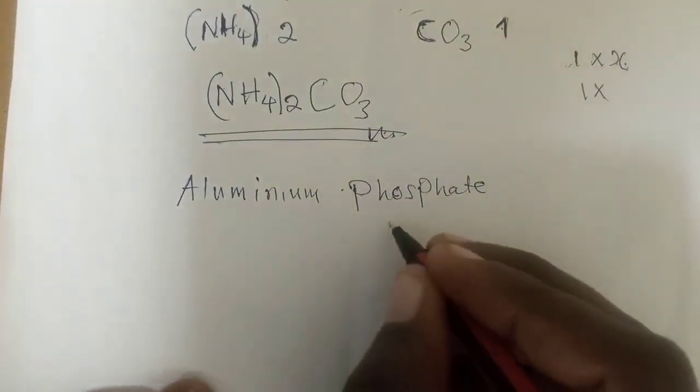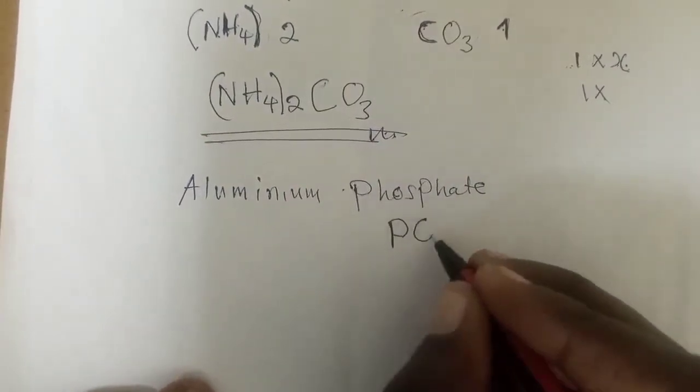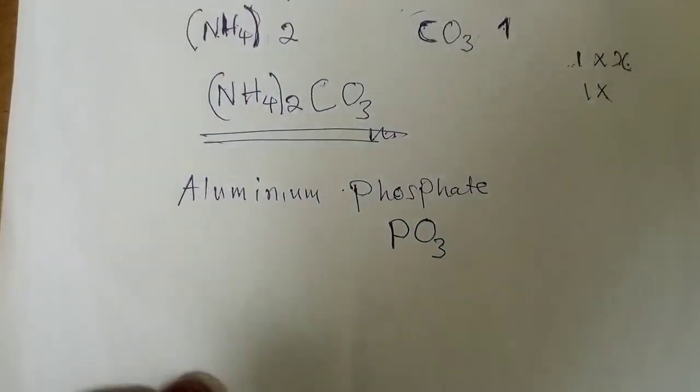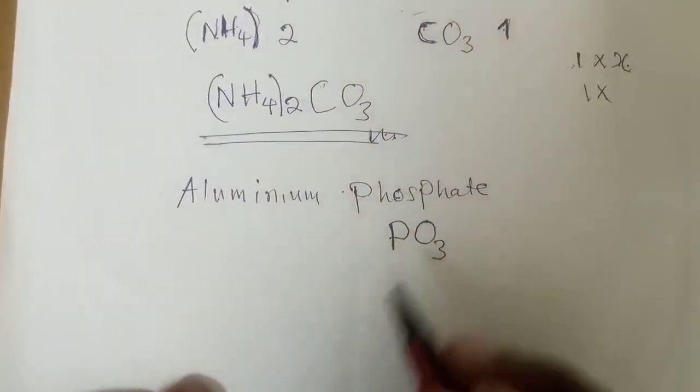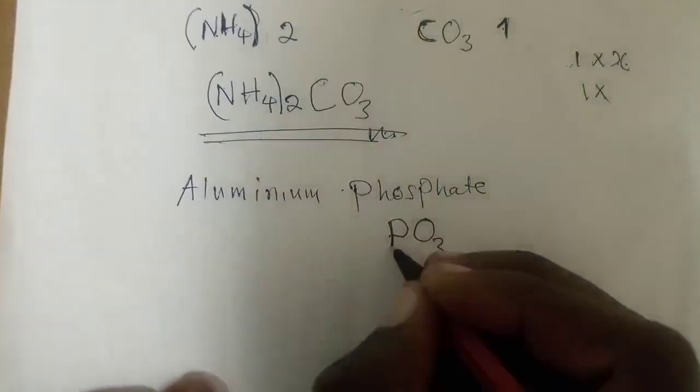So for phosphate, we actually write it as capital P, then capital O, then 3, like that. So this is how you write phosphate. You should know it. They will never show you that this is phosphate. You need to know it by heart.